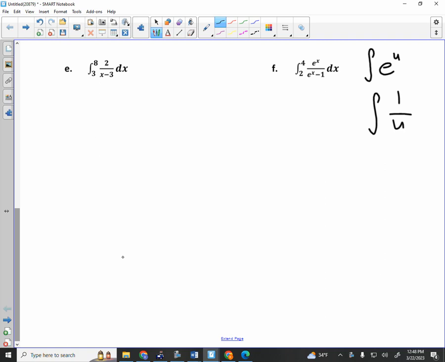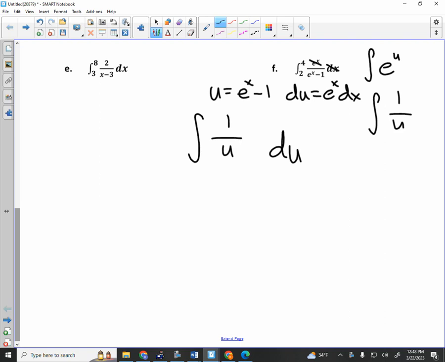Miss Marissa, what is it? 1 over u. It is 1 over u. If you notice, if you chose u to be e to the x minus 1, then du is, what is the derivative of e to the x minus 1? It is e to the x, dx. So therefore you can see that your substitution is complete. So I have the integral of, all I do is I place du there, and I get to cross off e to the x and dx. What remains? 1 over u.